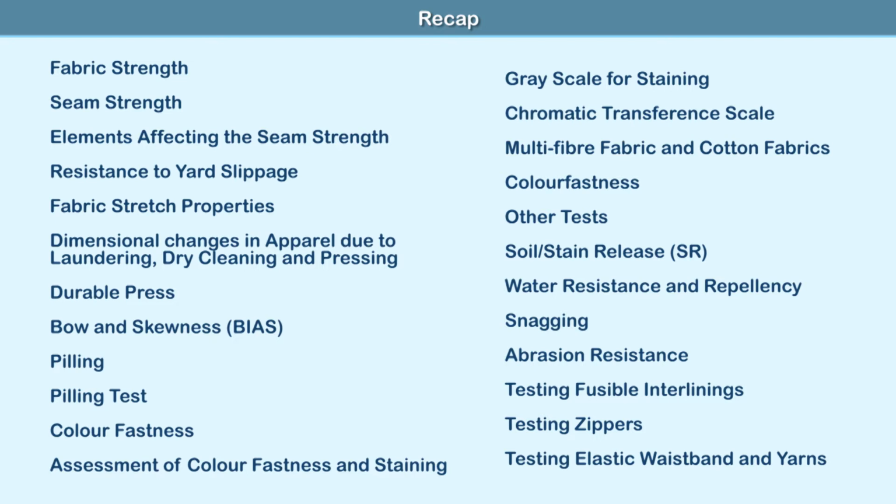We talked about soil and stain release. A fabric specimen is stained. It is laundered in standard conditions and then compared with a scale of 1 to 5. We talked about water resistance and repellency. Water resistance is an important property of fabric intended for uses such as raincoats, tents and umbrellas.